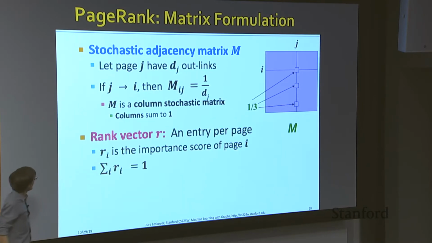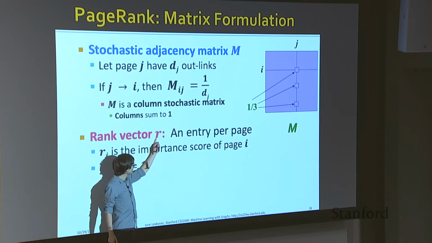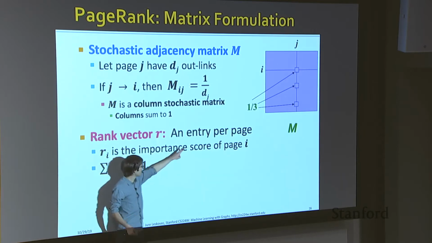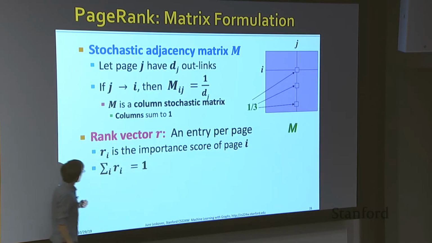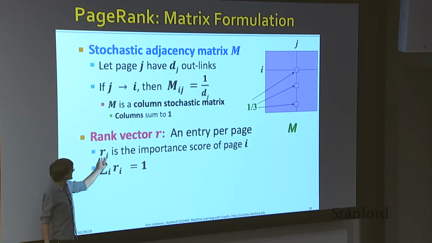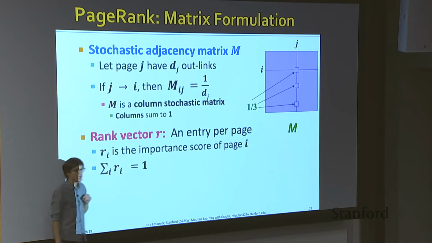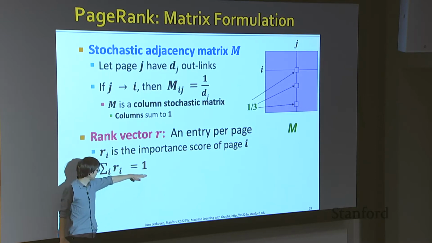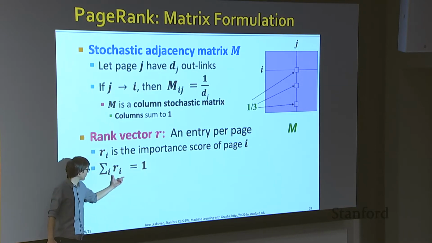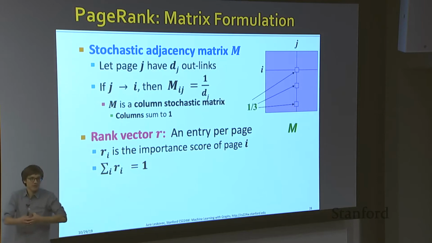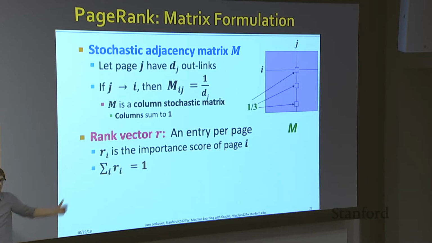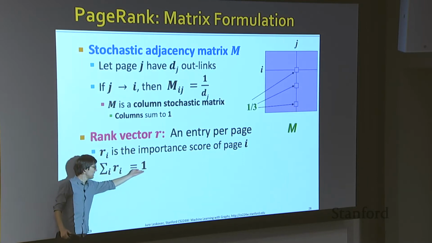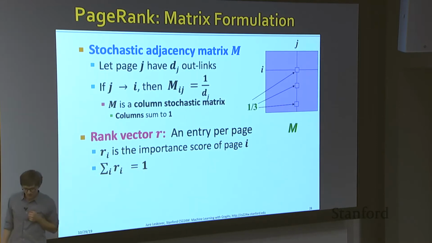Now we define this notion of a PageRank vector r, where I have 1 dimension per page, and entry i of the PageRank vector r is the importance of page i. And as I hinted before, we will require that the importances sum to 1, so that we have a probability distribution over the web pages. You can think of it that way. We just require importances to sum to 1.